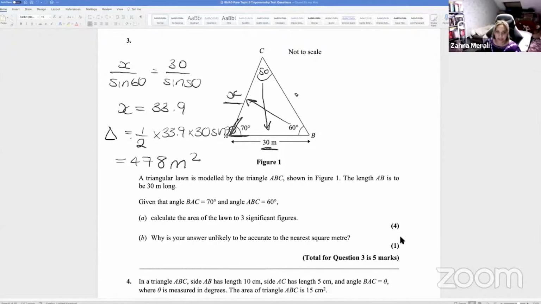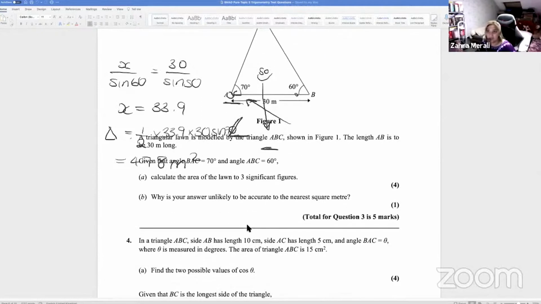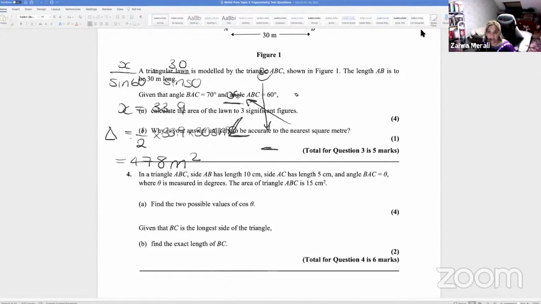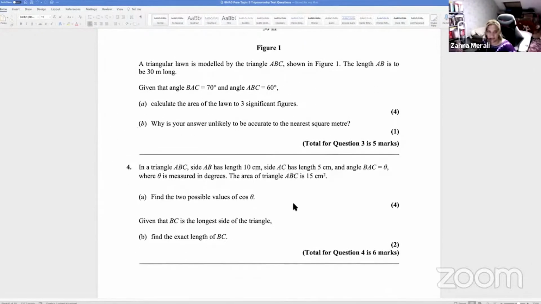Why is your answer unlikely to be accurate? To the nearest square meter. Well, you could say because the lawn might not be totally flat, or it is not to the right amount of significant figures. It could be more accurate, anything like that.